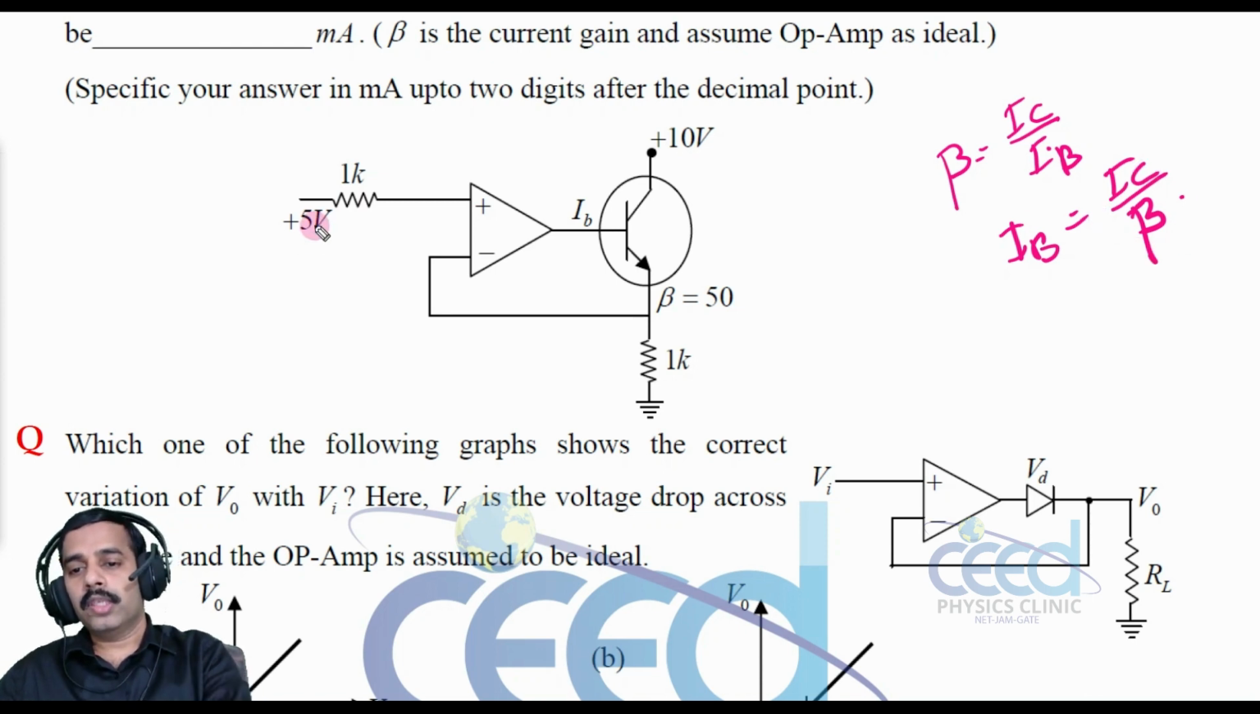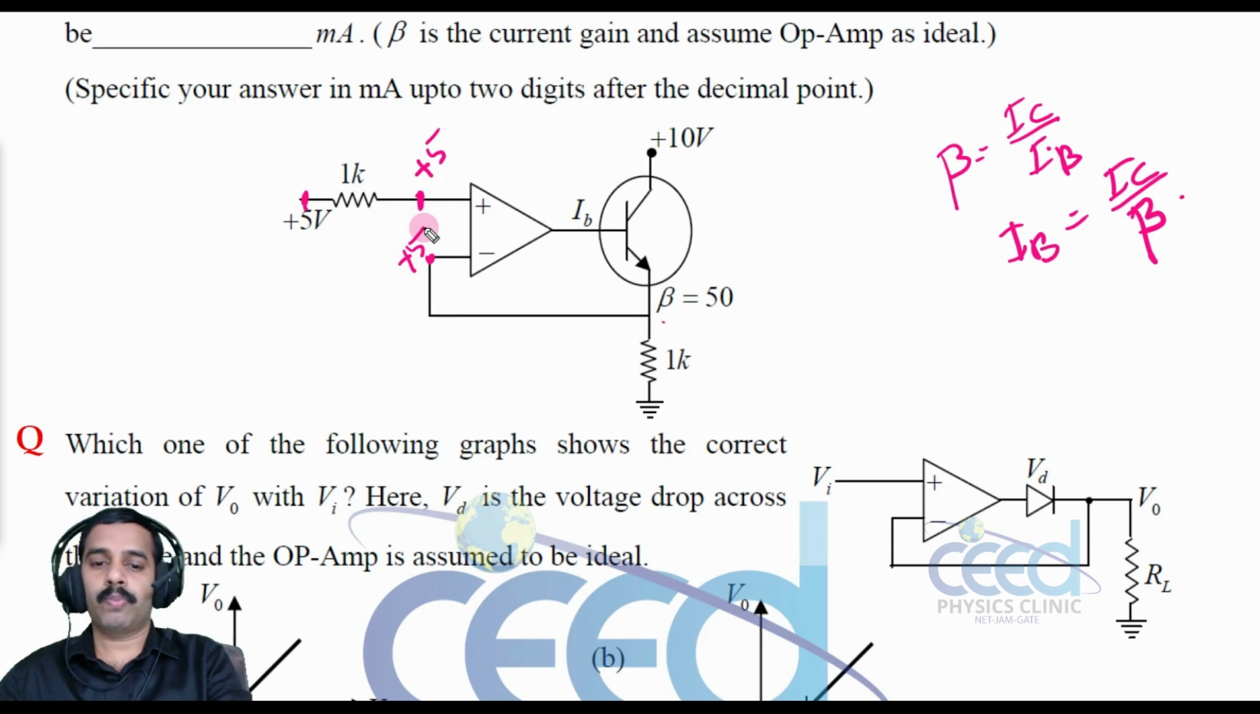Now look into this. Here this terminal is the non-inverting terminal of the operational amplifier, and this inverting terminal is fed back to the emitter junction of this transistor. So once I get plus 5 volt here, then what is the value of voltage here? That is plus 5. By the virtual ground concept, whatever voltage we have here will be available here, that is plus 5.